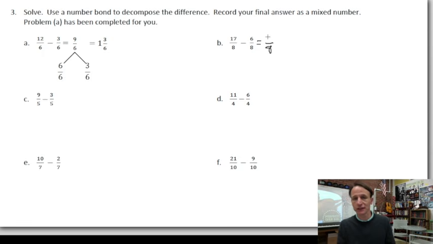So 17 minus 6 is 11. And I can't make this any more complicated. It's just not complicated. So when I look at 11/8, it's an improper fraction. Its value is greater than 1. So I can pull out that 8/8 that I know is equal to 1 whole.